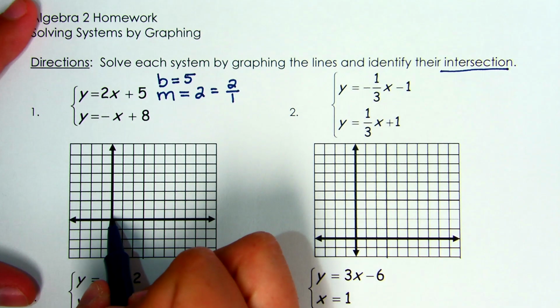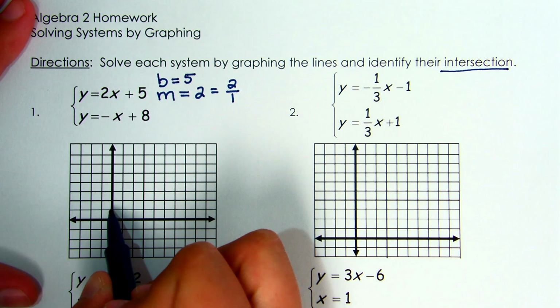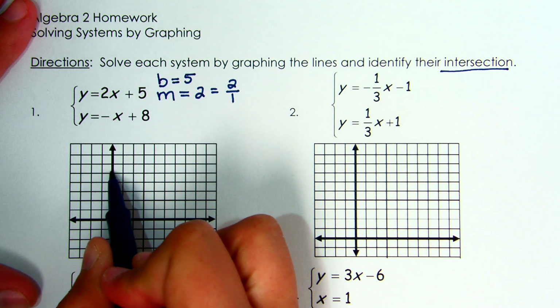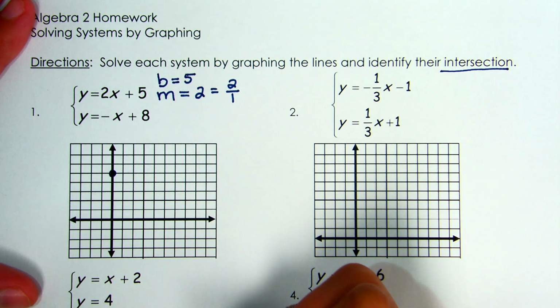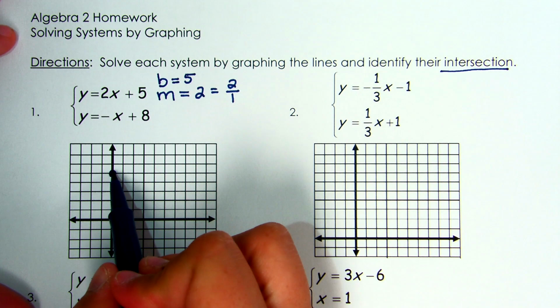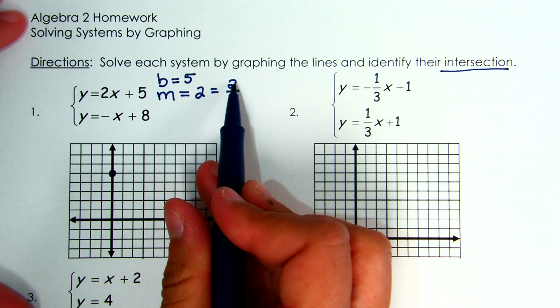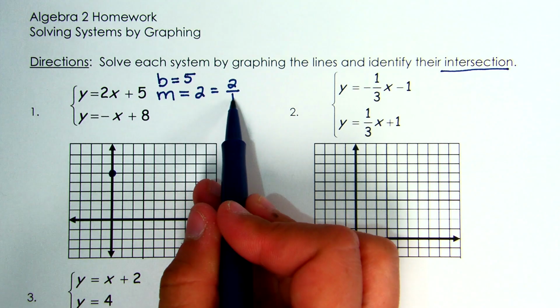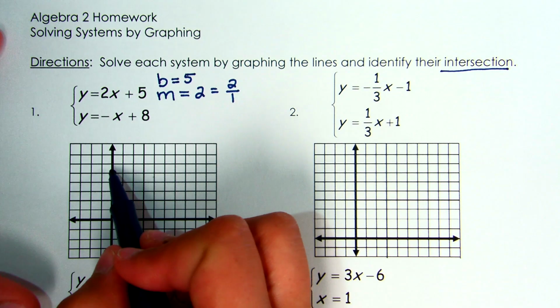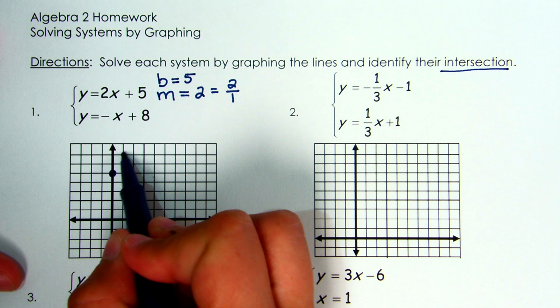So I begin with b, my y-intercept. So I'm going to plot it on my y-axis, 5. Then I'm going to use my slope. It's a positive 2, meaning going up 2, and a positive 1, meaning going to the right 1. So up 2, to the right 1.